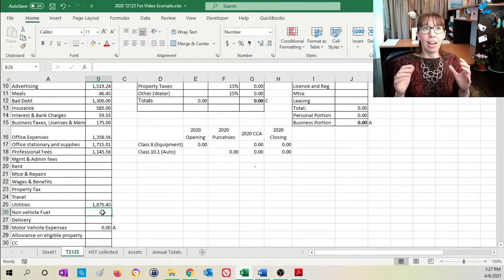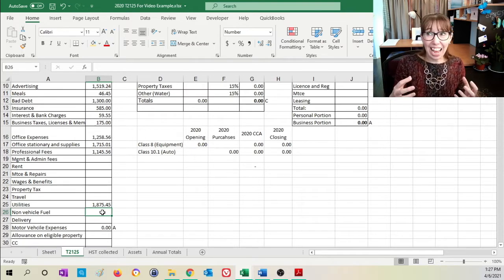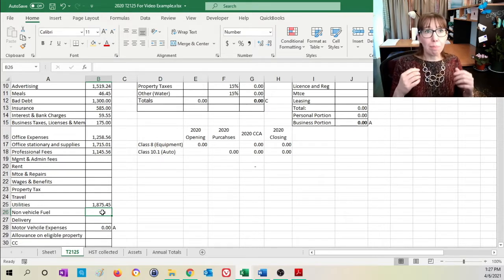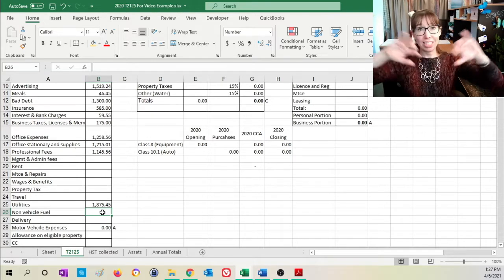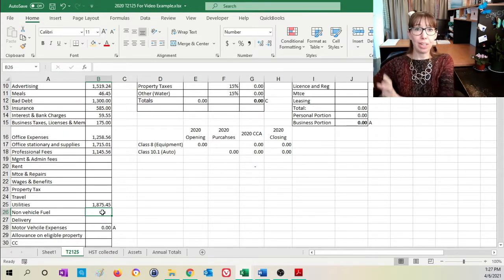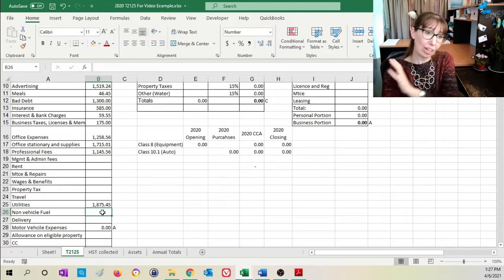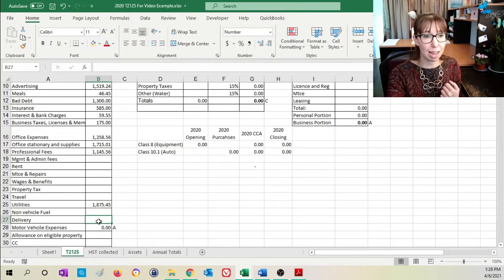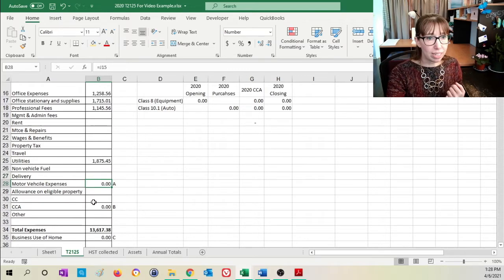Non-vehicle fuel. A lot of new business owners don't realize that if they have equipment that's not their car that needs fuel, like a tractor or something like that, then they have to keep track of those fuel costs separately because the vehicle fuel goes in a different section altogether. So this is where we put the fuel for our equipment, not our vehicles. Delivery, some people keep track of the amount it costs for them to ship things or pay for shipping on things coming to them. And these ones are all calculated later on in the video.